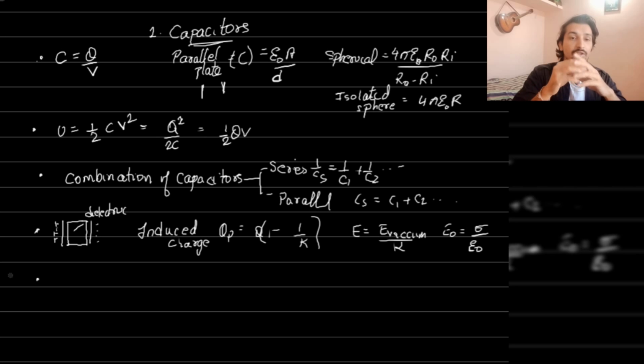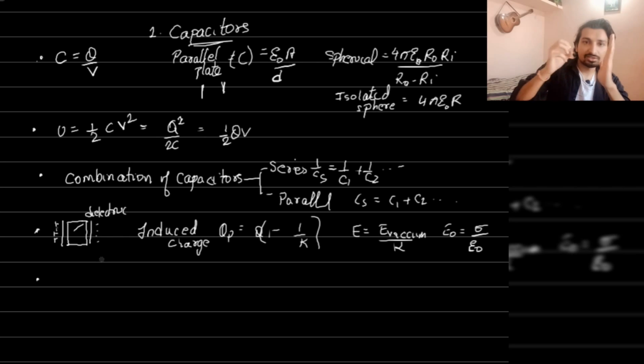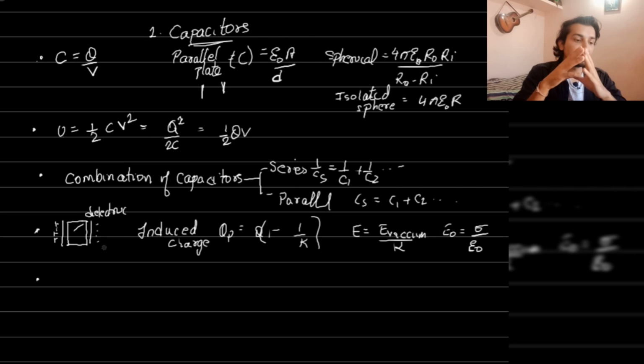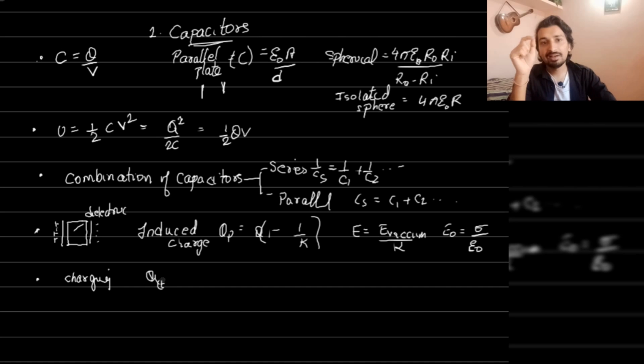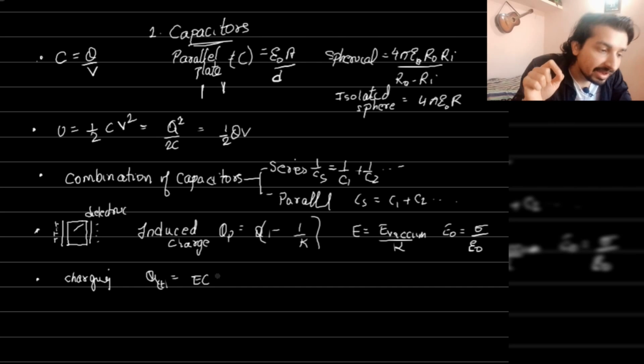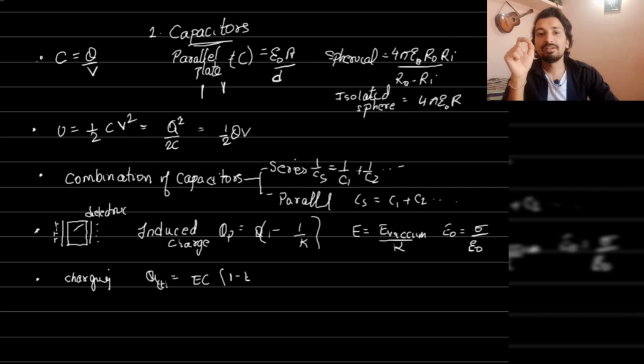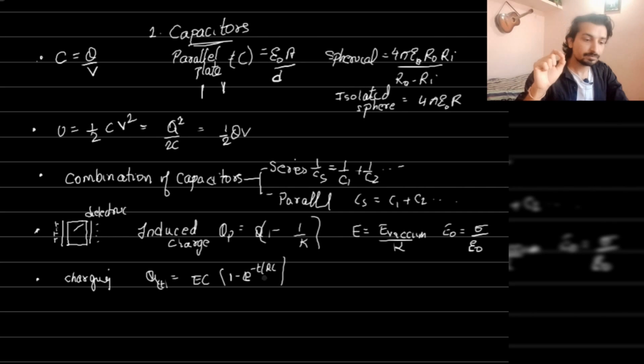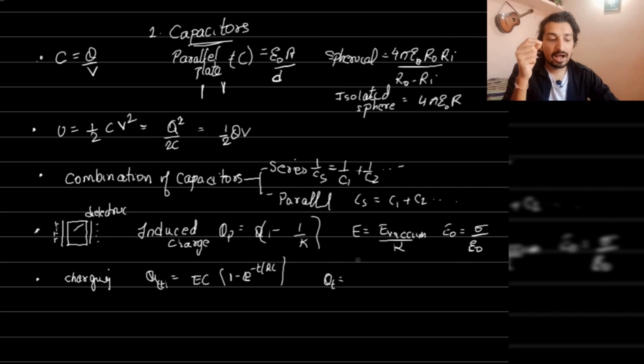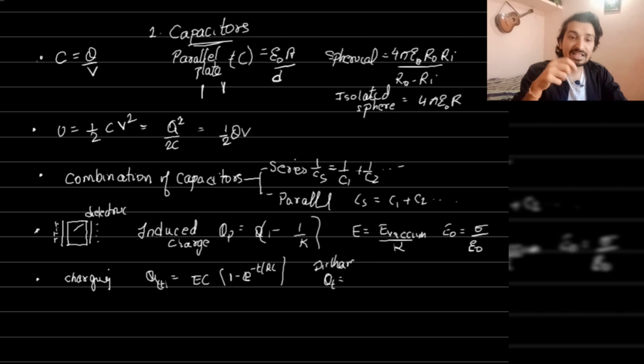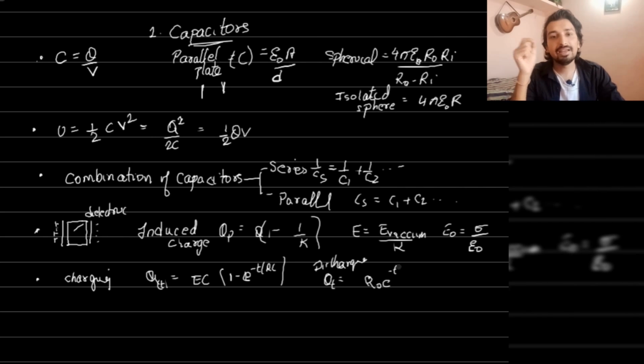Then, charging. A capacitor has to be charged, right? So the charges have to come and be stored on it. When you charge a capacitor, at what rate will it charge? The charge will be equal to E into C multiplied by 1 minus e to the power minus t by RC. And in the discharging case, what happens? It is Q naught into e to the power minus t by RC.